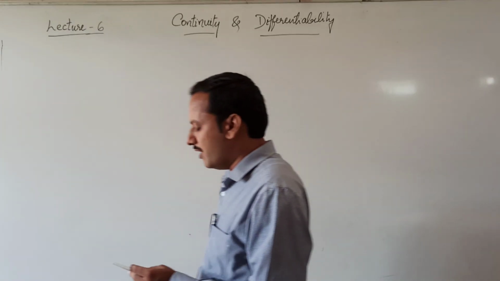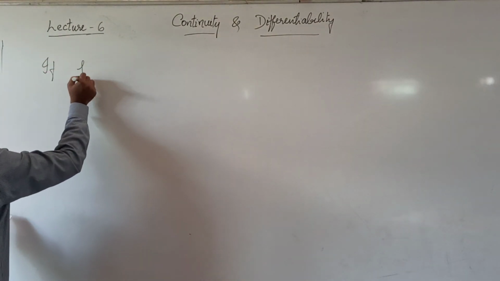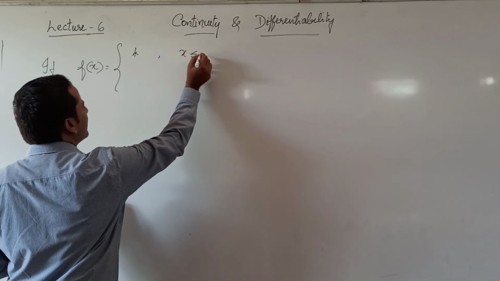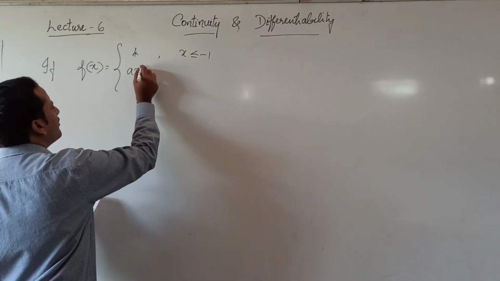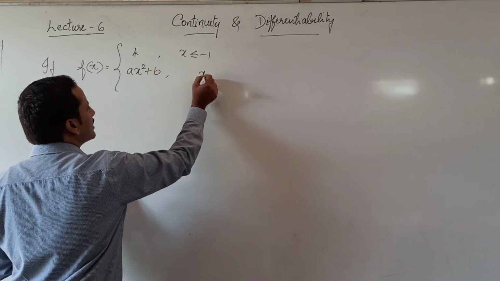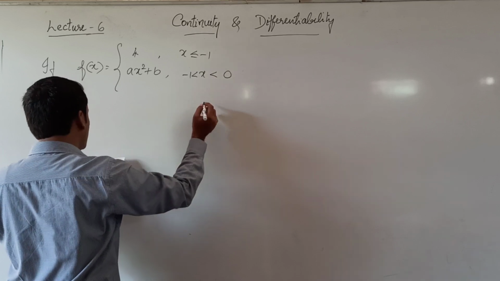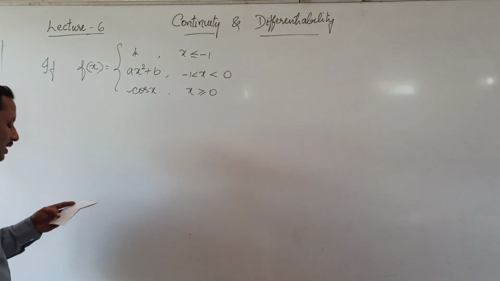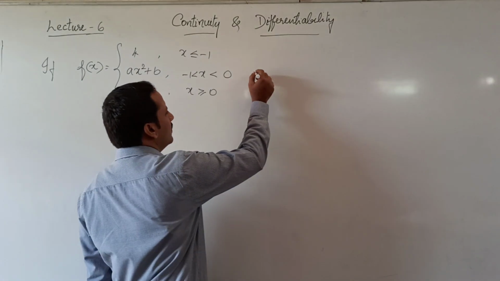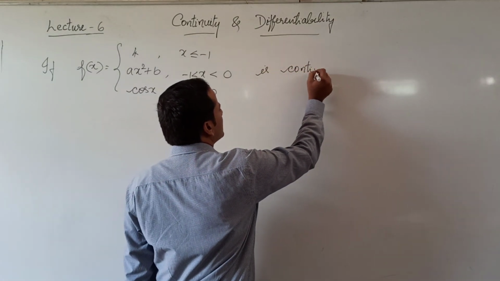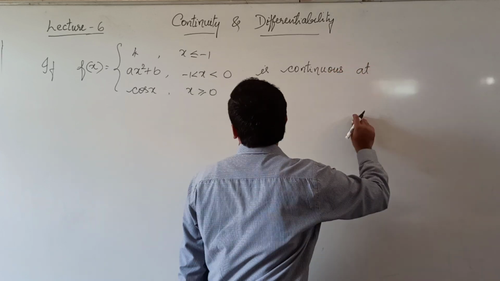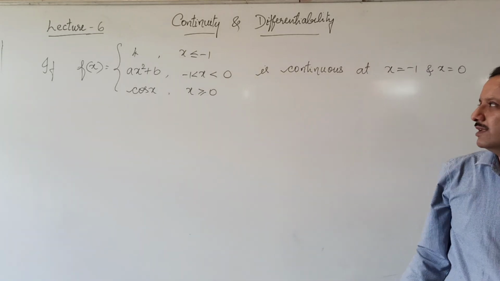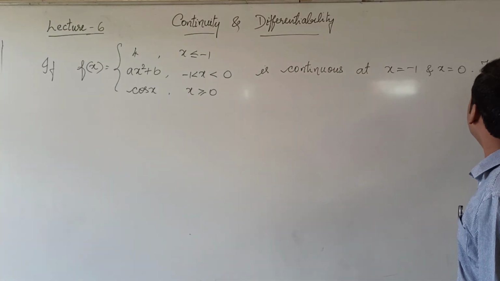The next question is, if f of x is equal to 4 when x is less than or equal to minus 1, ax square plus b when x is greater than minus 1 but less than 0, and it is cos x when x is greater than or equal to 0, is continuous at x equal to minus 1 and x equal to 0. Find a and b.